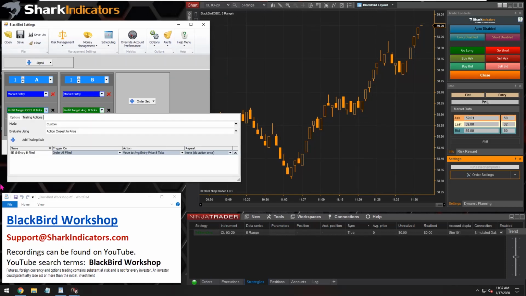So let's see. Richard is commenting that since the profit target for A closes at the entry price and B scales in with a 16 tick profit target, the entire trade should net a total of 16 ticks. Correct? Yeah.